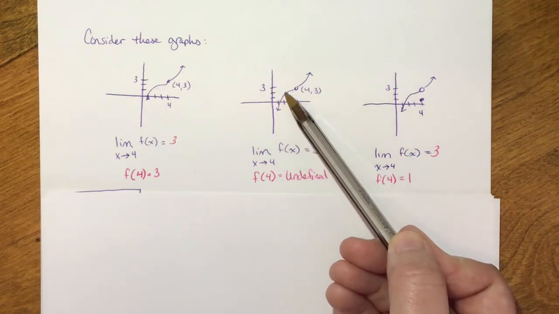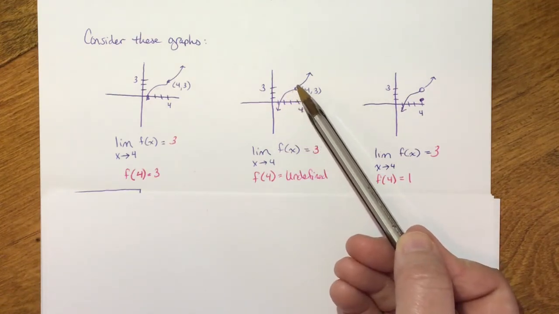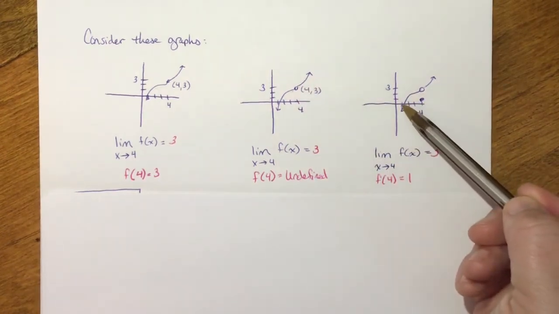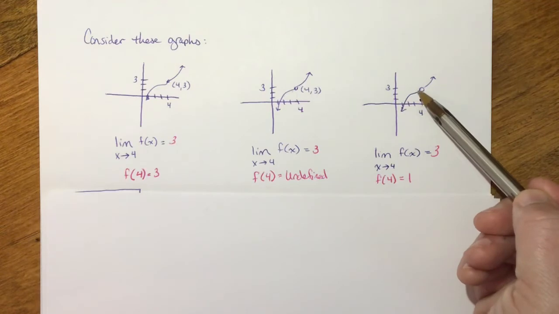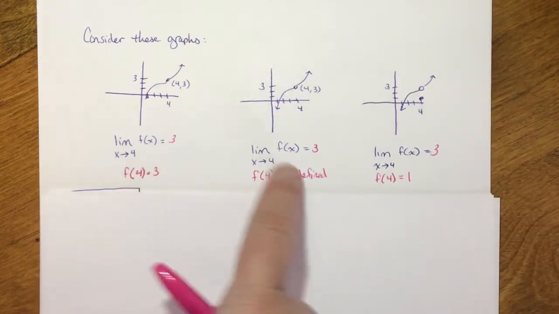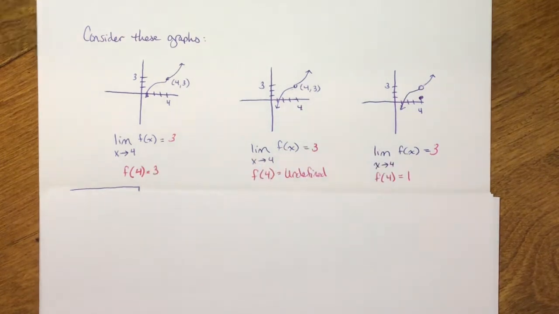I approach x equals 4, but then I skip over this point to continue. And here, my graph is not continuous at x equals 4. I approach this point, and then I'm down here, and then I continue up. So while all three of these graphs have the same limit, they're not all three continuous. Like I said, that's a preview of what we'll talk about in 11.3. It's not really our focus today.